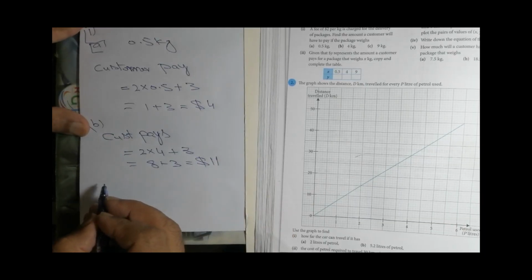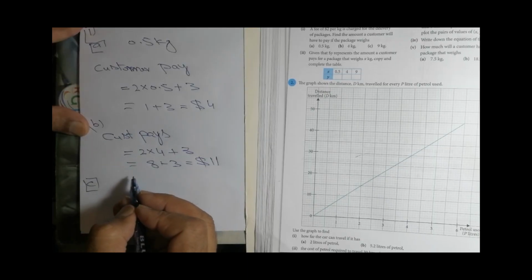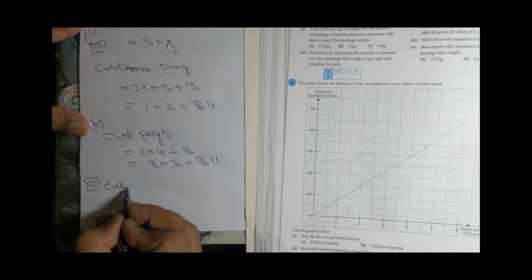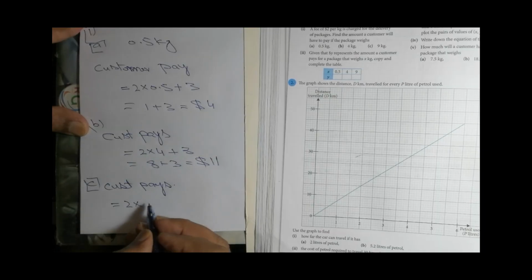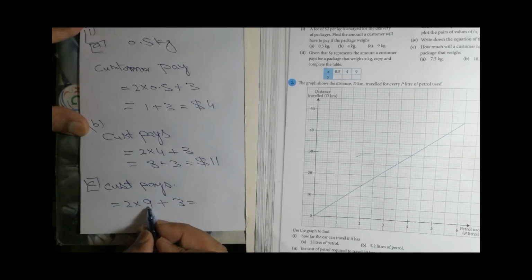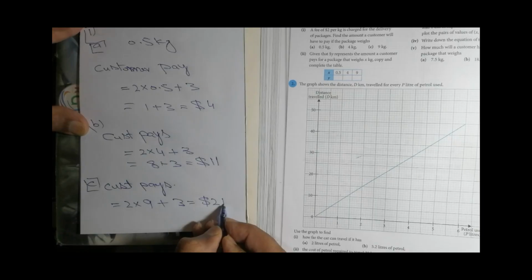And similarly, part C is for a package weight of 9 kg. So in this case the customer will pay $2 per kg. So this is 9 kg. So 2 into 9 plus 3, the permanent fee, that is equal to 2 9s are 18 plus 3, 21, that is $21.